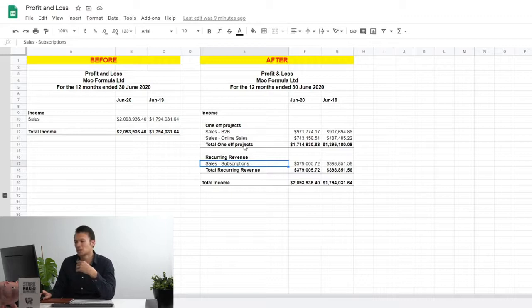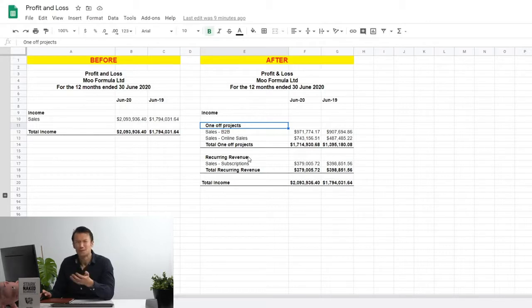Now, as you can see, to make this more meaningful, we've categorized which of these sales channels are recurring in nature. Again, this is really important for budgeting purposes because recurring revenue helps us understand the predictability of our cash flow.